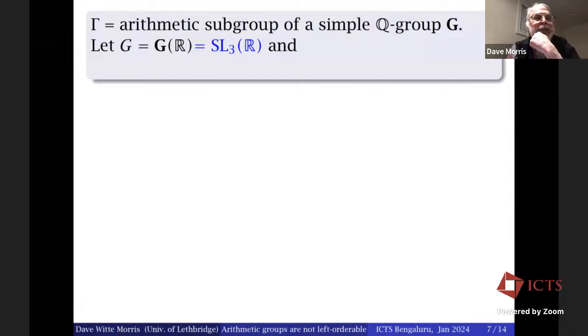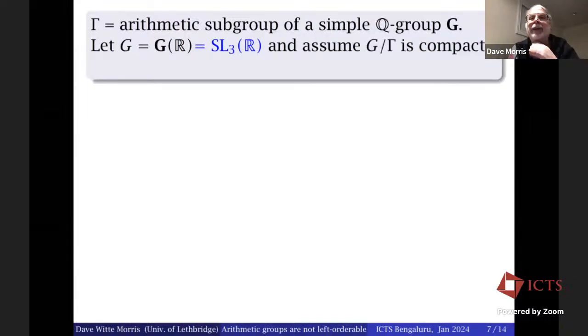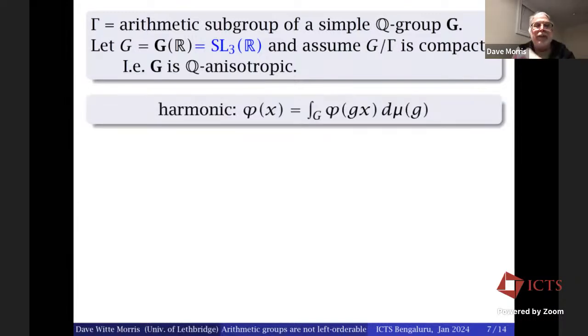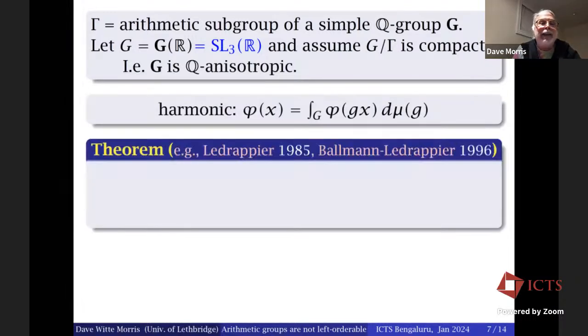And to make life simpler, I'm also going to assume that G mod gamma is compact. So I'm assuming that G, the algebraic group, is Q anisotropic. We're doing analysis, and analysis is much easier on compact spaces. So yeah, G is Q anisotropic. And remember, I'm just recalling the definition of harmonic here.